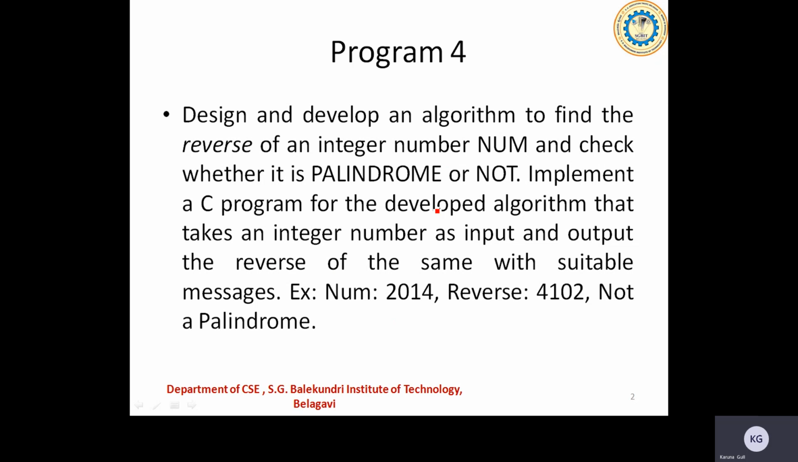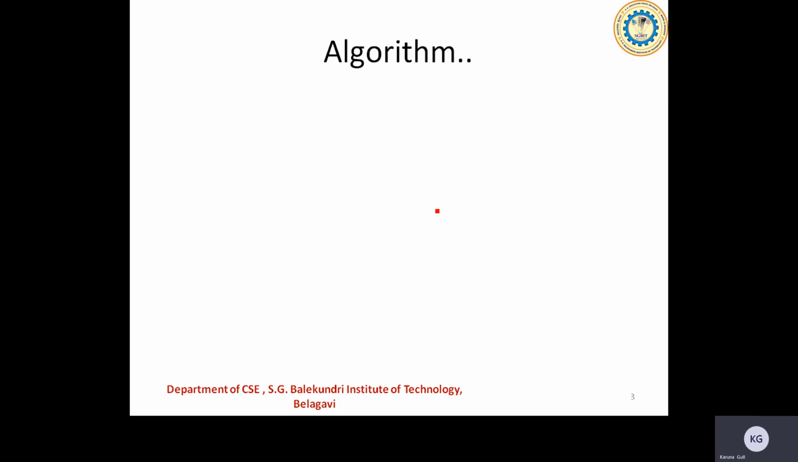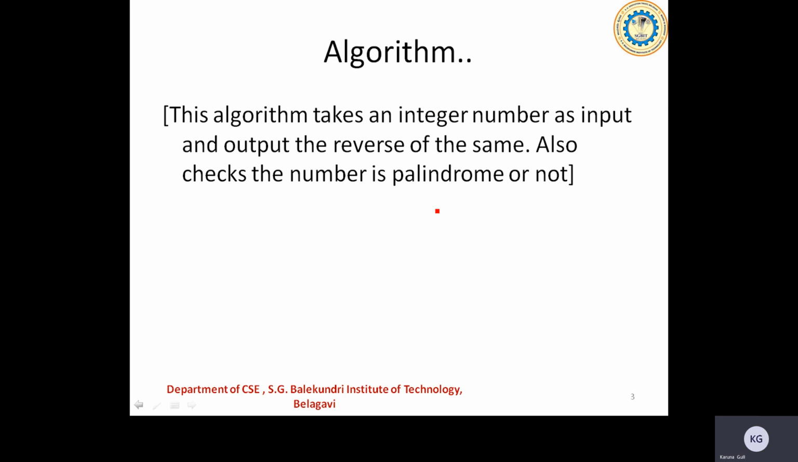To talk about the same thing, I'll first talk about the algorithm related to it. This algorithm takes an integer number, which we have to remember here, as input, and the output of this is, first we have to reverse the given number, then we have to check whether the reversed number is equivalent to the read integer or not. If it is the same, then I say it's a palindrome, otherwise it's not a palindrome.